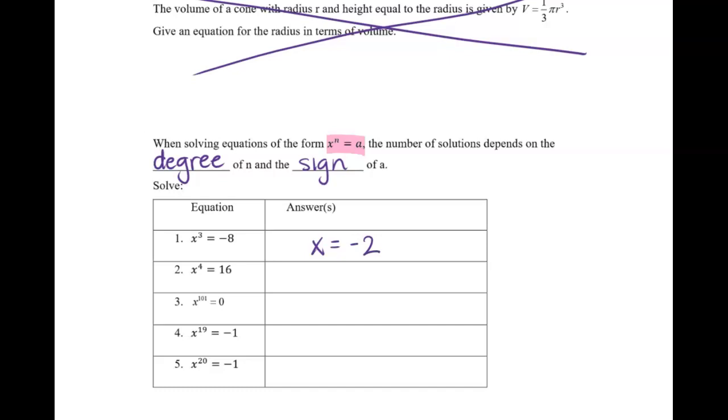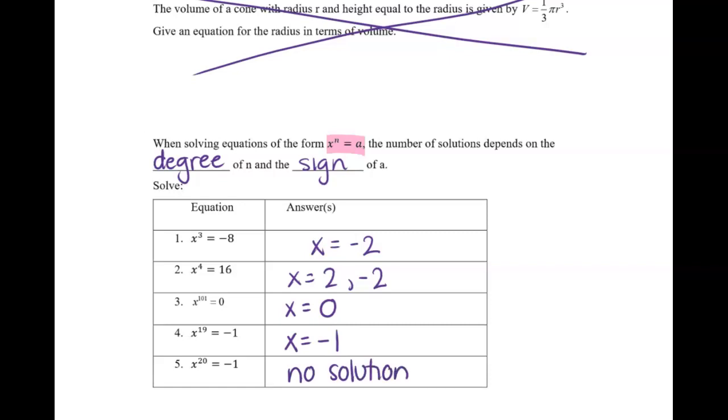x to the 4th equals 16. x is actually 2 or -2, because 2 to the 4th is 16, and -2 in parentheses to the 4th is also 16. x to the 101st power equals 0. Well, it has to be 0, because you can't take anything to a power and get 0 unless you start with 0. x to the 19th equals -1 gives x equals -1. x to the 20th equals -1 is no solution.